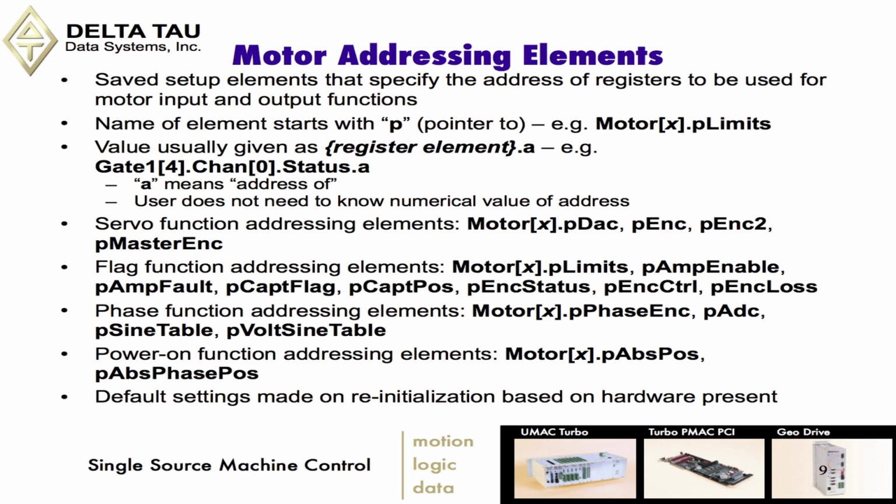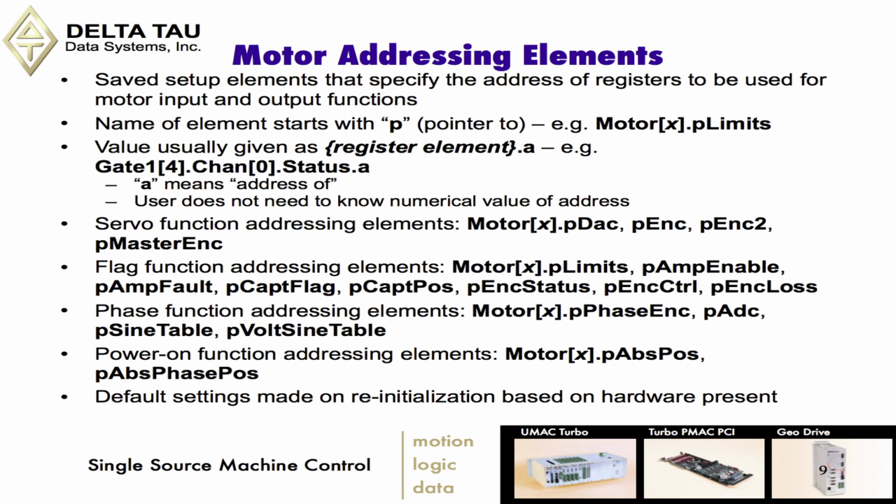So some of the servo function addressing elements: Motor[x].pDac, this is the output of the PID loop. pEnc and pEnc2, these are the feedback, so you could have a single feedback or a dual feedback. There's also a pointer to a master encoder, so if it's going to be a slave to another master output, pMasterEnc.